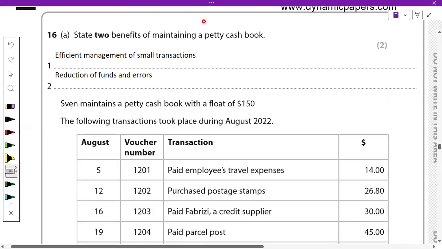Okay, so now let's see question number 16. State two benefits of maintaining petty cash flow. The first advantage would be efficient management of small transactions and reduction of fraud and errors. The business maintains a petty cash book with a float of 150.